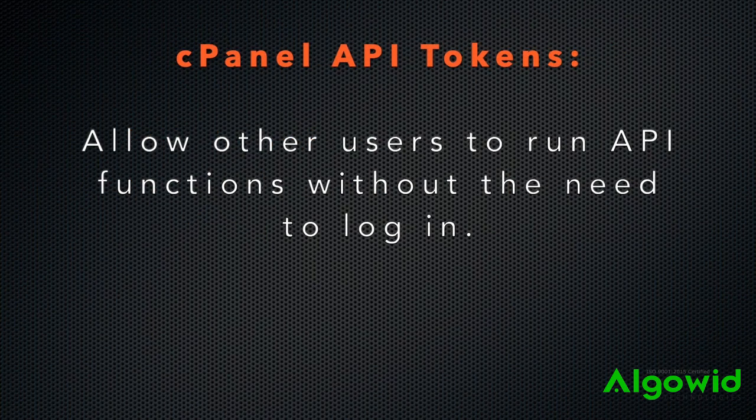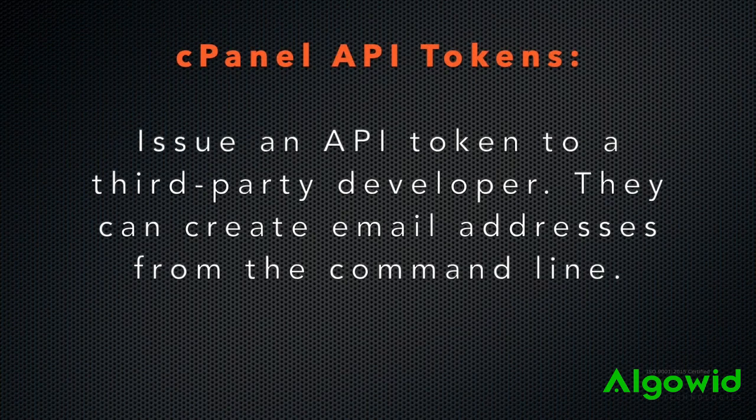These tokens allow other users to run API functions without the need to log into cPanel. For example, you could issue an API token to a third-party developer. The third-party developer could use that token to create an email address. They would be able to do all of this from the command line and would never need to log into your cPanel account. No need to share your password.